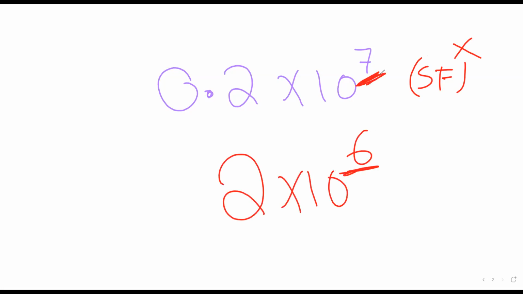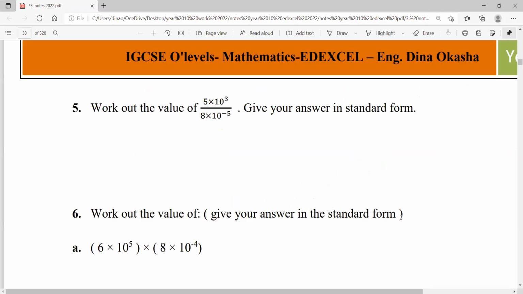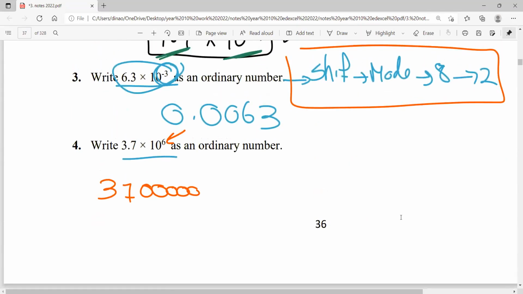What happened here? In order for me to change the purple to the red, I moved the decimal to the right. Moving the decimal to the right results in subtracting 1 from the power of 10. Many people will imagine that when I move the decimal to the right I add. No. When I move the decimal to the right I subtract. When I move the decimal to the left I add.